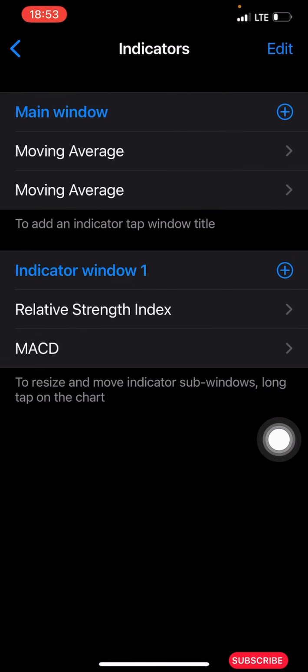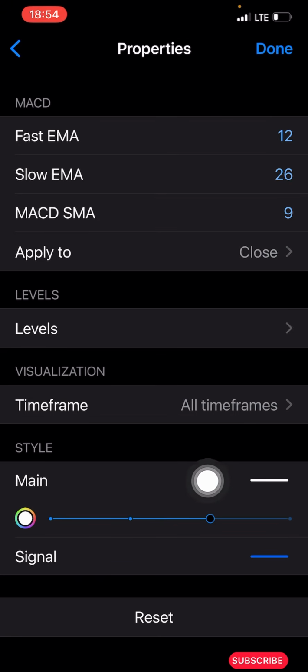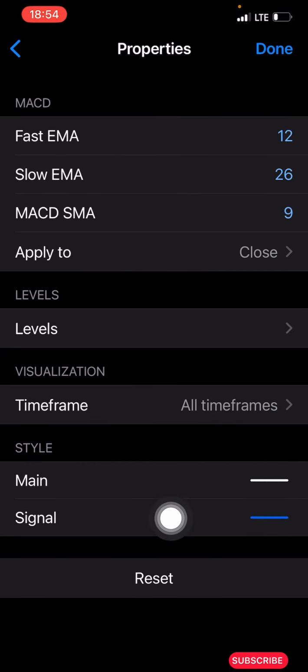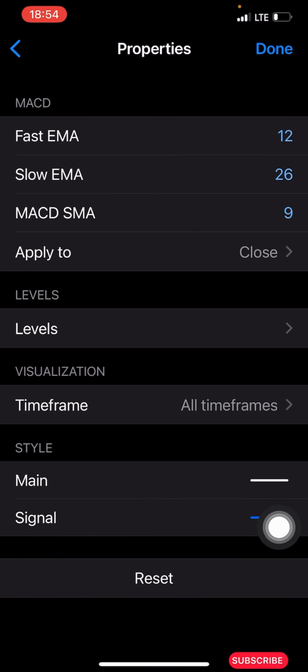Okay, now the last indicator we have here is a MACD. All right, so you click on this indicator window plus icon, and then you search for your MACD. All right, these are the properties. The fast EMA is 12, slow EMA is 26, MACD SMA is 9, apply to close. The levels, you leave it as it is. Time frame is all time frame. The main, you make the color white, 3 pixel. The signal, you make the color blue, 3 pixel, and after that you click on done.